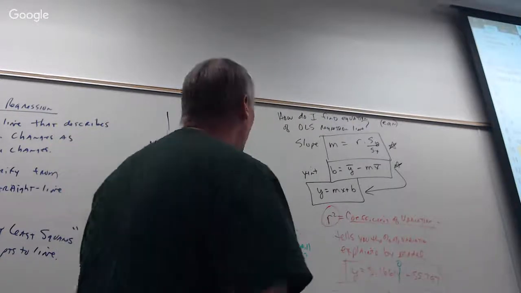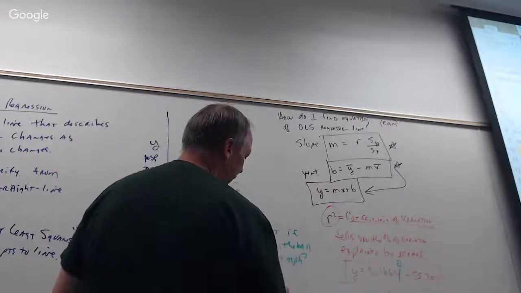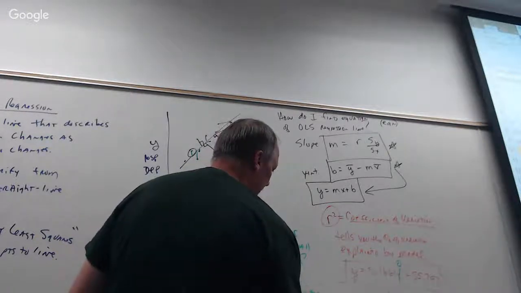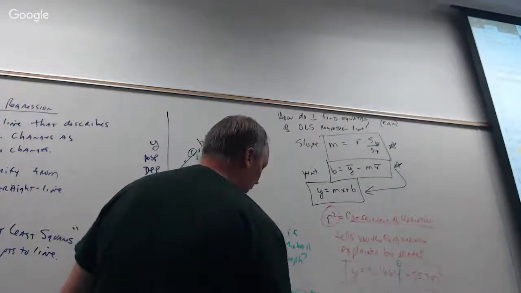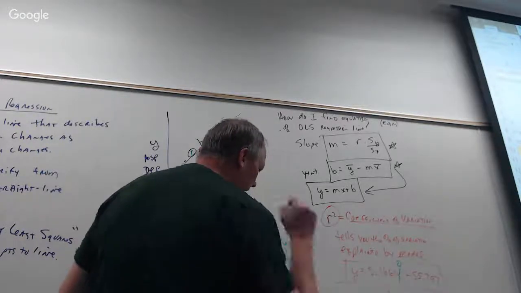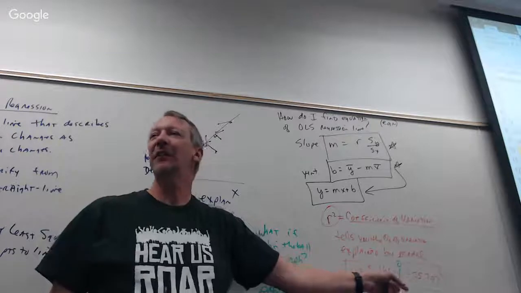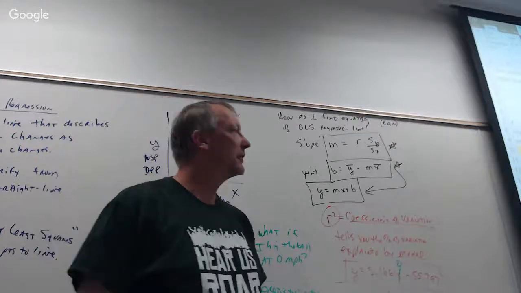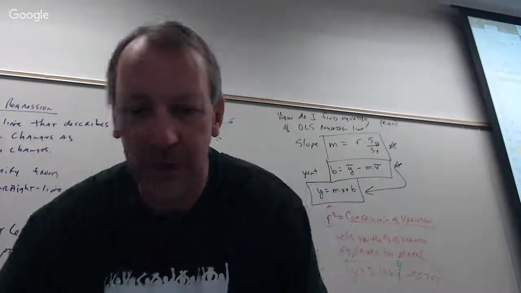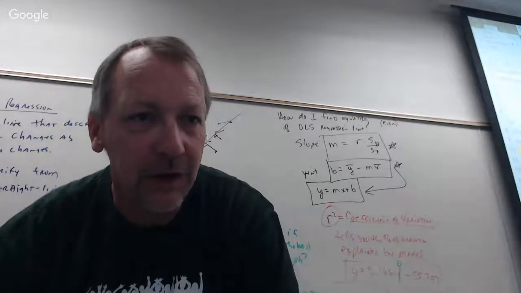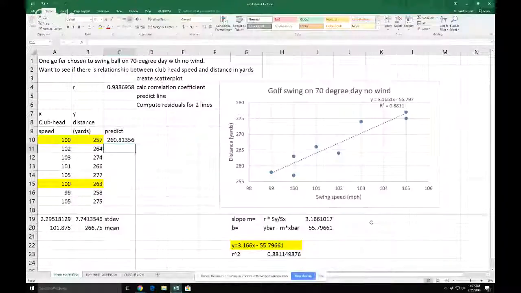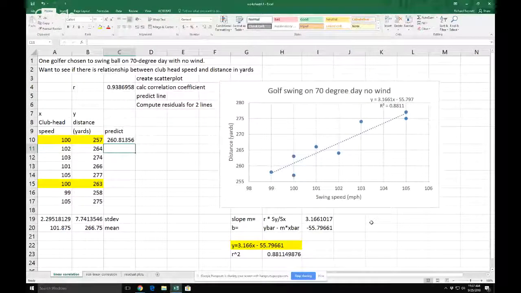Okay. So here's the deal. Prediction outside the range is risky. Okay? And in fact, if I hit the ball 0 miles an hour, it doesn't make sense that it would go backwards 55 yards, right? So this model, as we look back at my chart here, oh, I hate this. Okay, as we look back here, this is a really good model between 99 miles an hour and 105.